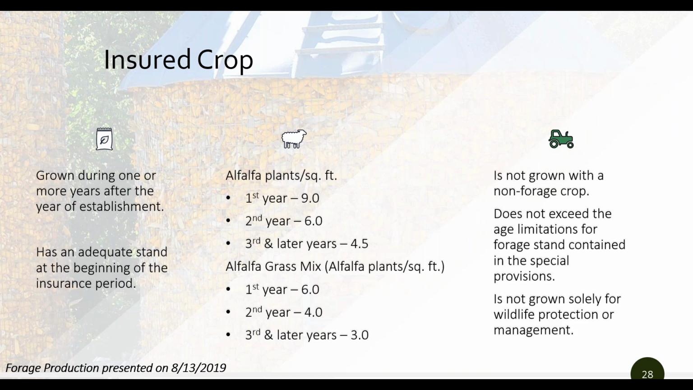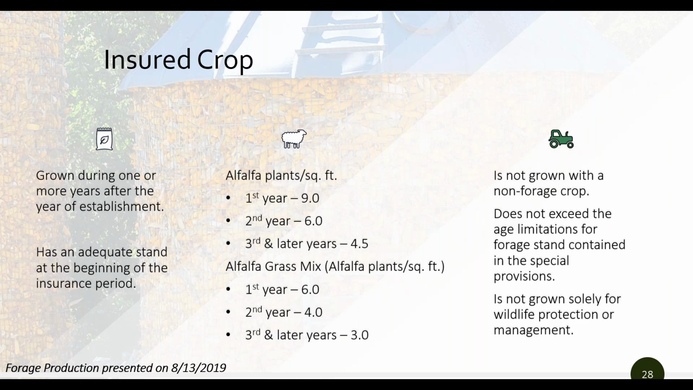So the alfalfa grass mixture, that's the one where alfalfa makes up less than 60% of the ground cover. The first year is 6 plants of alfalfa per square foot. Second year is 4, and then third and later years is 3.